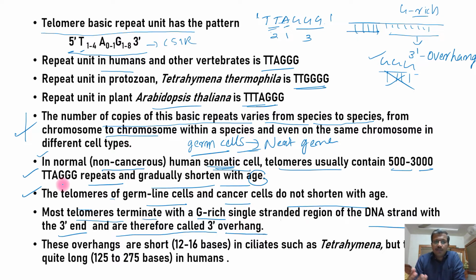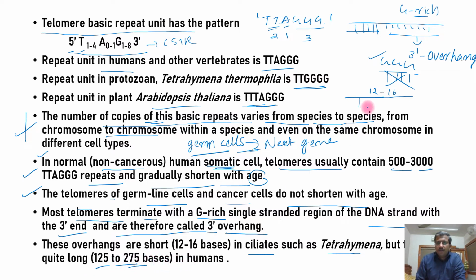Unfortunately, I went back to the previous topic, the number of copies. We are speaking about the overhang, and this overhang will have a different number of bases in different species. If you consider a ciliate, Tetrahymena, this overhang will be only 12 to 16 bases. That means it will extend from the double strand by 12 to 16 bases. But in human beings, it will hang over by 125 to 275 bases.